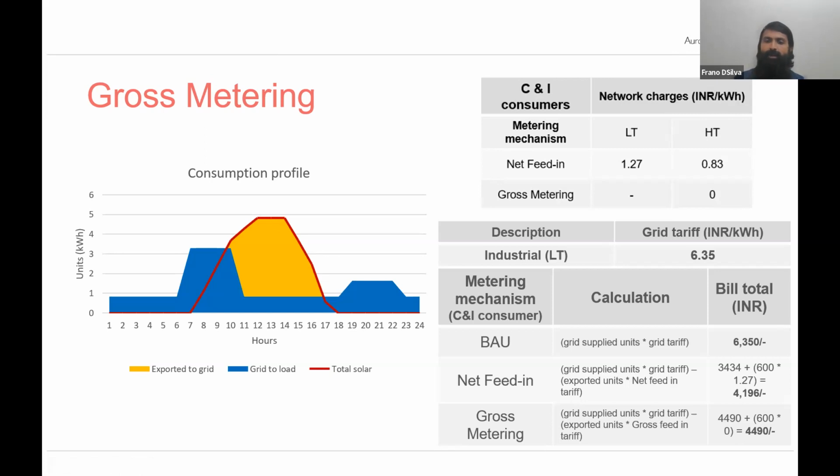Now, as we have understood the boundary conditions that are defined by the available net metering mechanisms, as well as the feed-in tariffs set by TNERC, we have also realized that taking into consideration our consumption profile is quite important, and how metering mechanisms impact our energy accounting and our bill calculation depending on the load profile that we have.